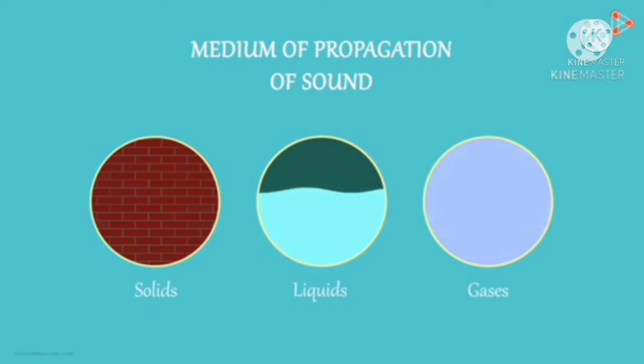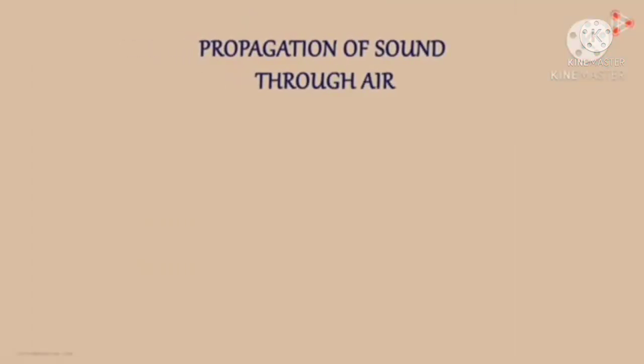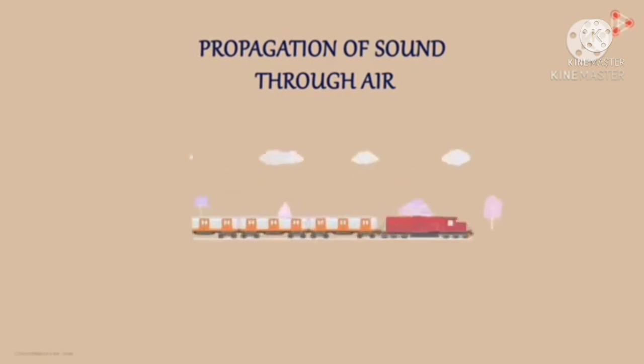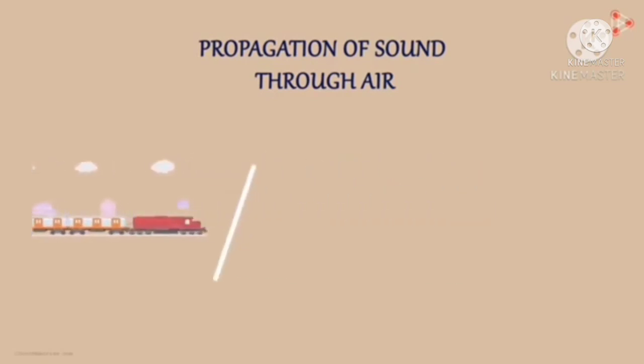Before we get to that, let us see some other examples of sound propagating through air. Remember, air is nothing but a mixture of gases. The sound of the siren when the train is approaching you, the sound of glass breaking, the sound of a firecracker, etc. are some of the examples where the medium of propagation is air.